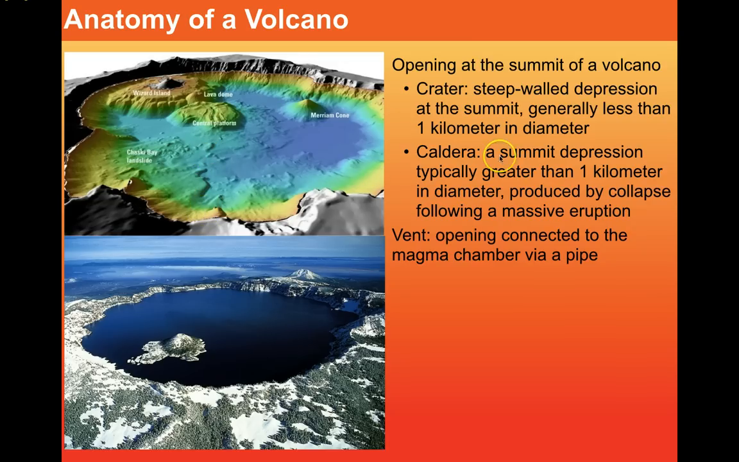Now, a caldera is a summit depression, typically greater than 1 kilometer in diameter, produced by collapse following a massive eruption. Well, I've been showing you these little volcanoes here in the middle of Crater Lake, but the reason why it's called Crater Lake isn't because of the craters, not the small ones. It's because this entire structure from side to side, notice how round it is, one giant crater. It is much larger than 1 kilometer in size.